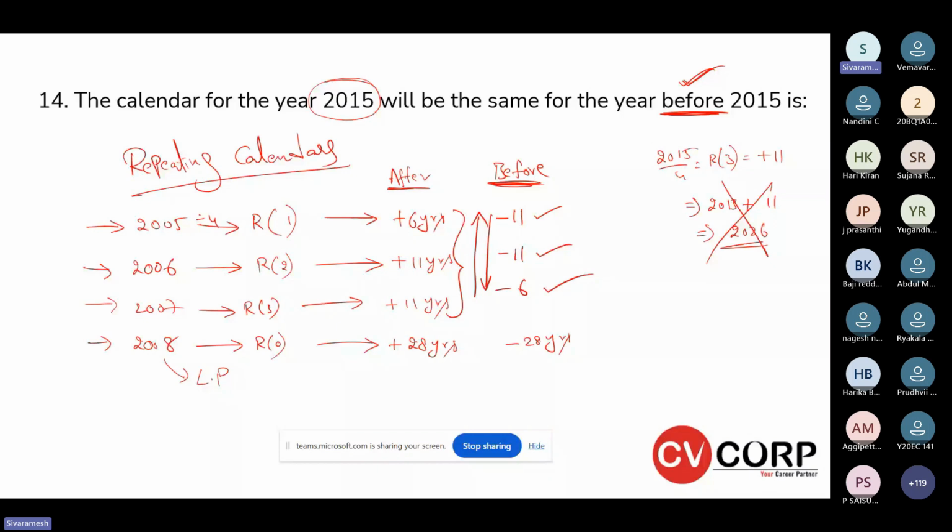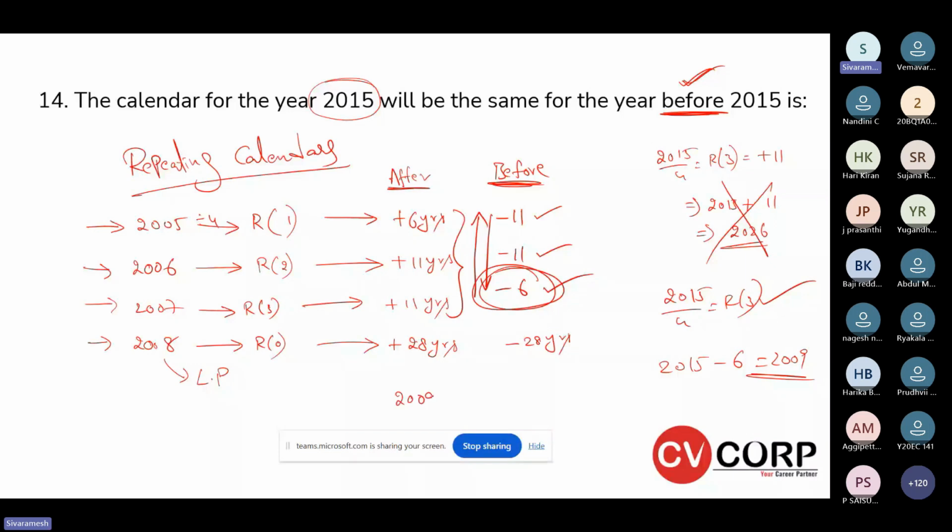So 2015 by 4, I'm getting remainder 3. When you get remainder 3, before how many years should you consider? Minus 6. So 2015 minus 6 equals 2009. So the same calendar will be there before, in 2009. I hope you are all clear. Even if you want to cross-check, you can come again.